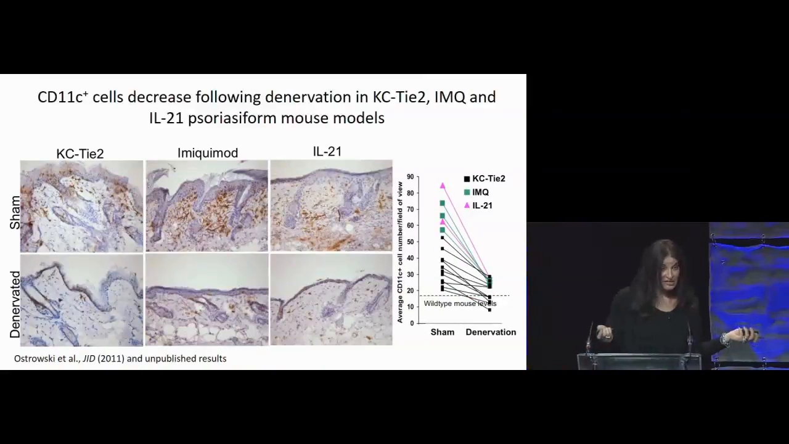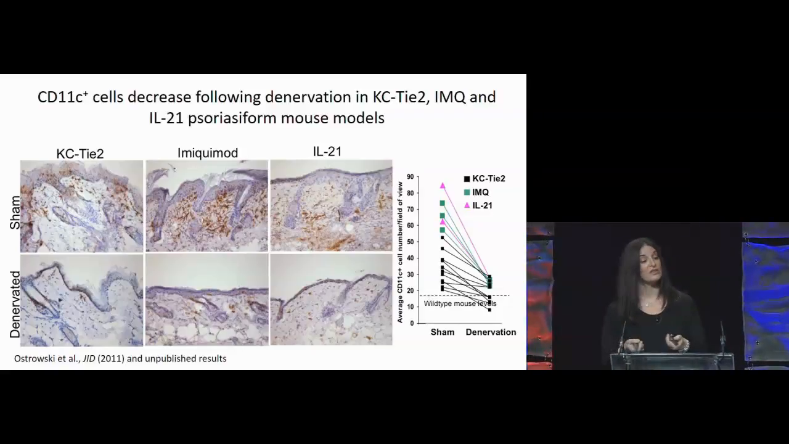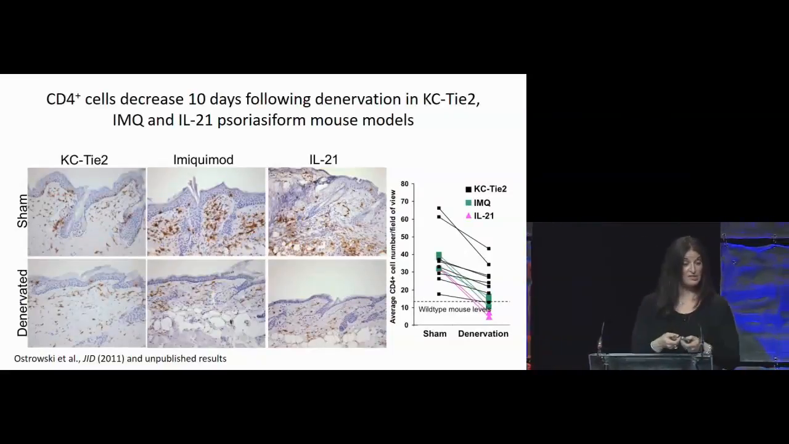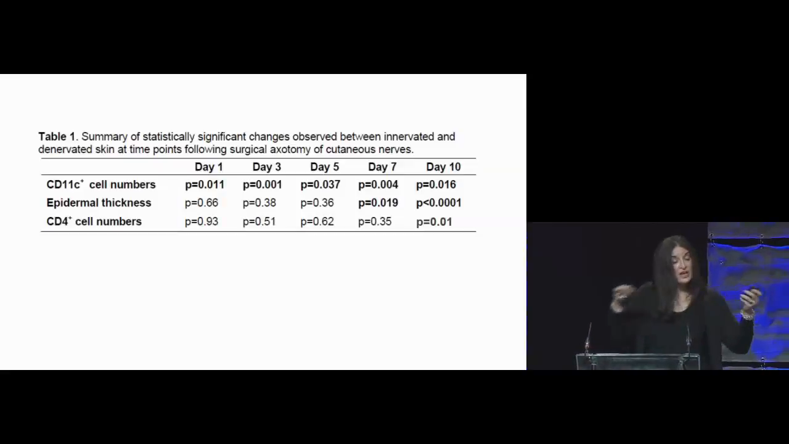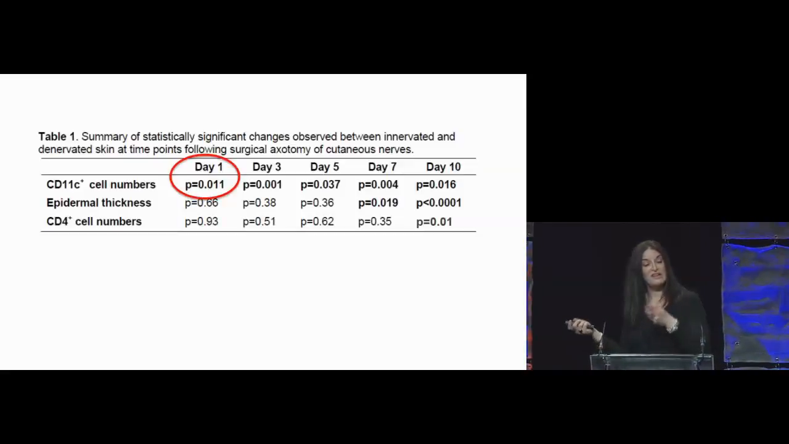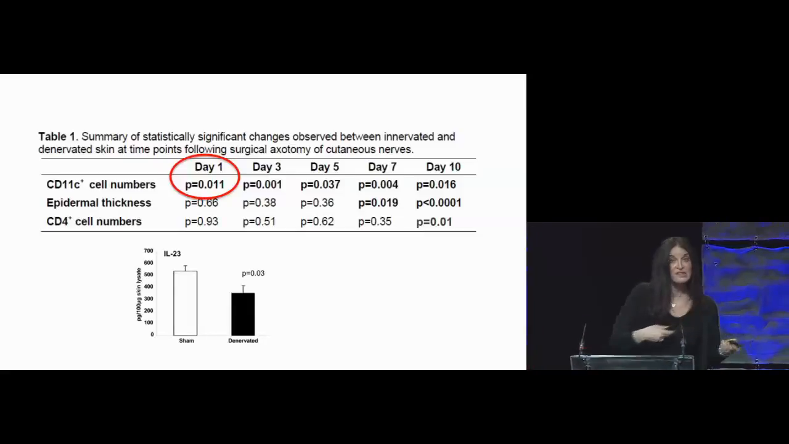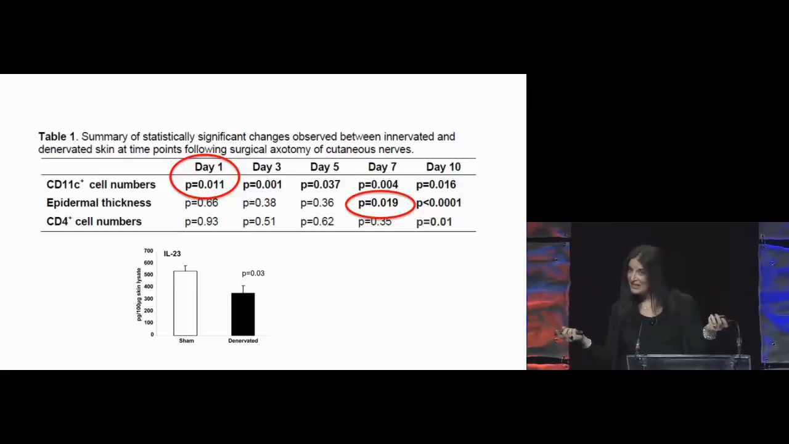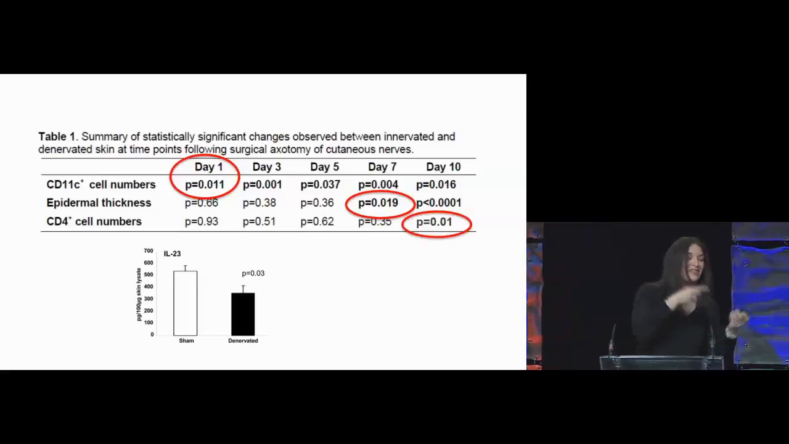The dendritic cells disappeared very quickly, back to control mouse levels. The CD4 positive T cells also decreased. And when we looked at this over a time period, the dendritic cells actually changed first, very rapidly, followed by decreases in cutaneous IL-23 expression, then changes in the epidermal thickness, and then finally the decrease in the T cells.